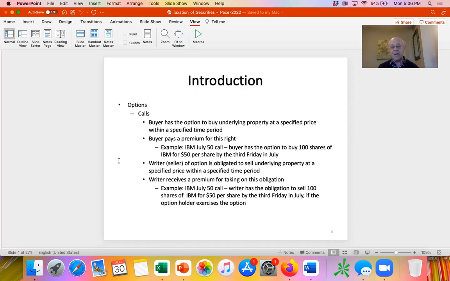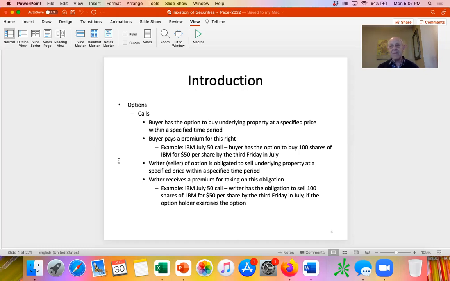So the buyer of the option can decide whether they want to exercise it or not. If they don't want to exercise it, they can let it lapse, let it expire, and they'll just lose their original purchase price. And again, when I go over an example, I'll go into that in more detail.